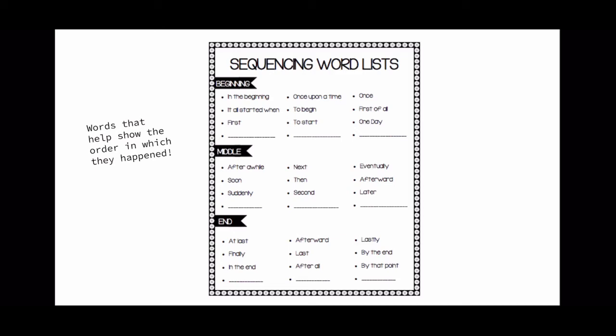And I just wanted to give you guys a quick reminder, if you're talking about the beginning of the book, you might say in the beginning, or once, or first. If you're talking about the middle of the book, you might be saying next, then, soon, eventually. And then if you're talking about the ending of the book, you might say lastly, or by the end, or at the end, finally. So these are just some key words to really highlight and use when you are summarizing in the order in which the story has happened.